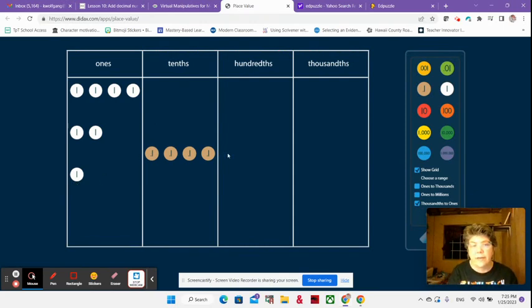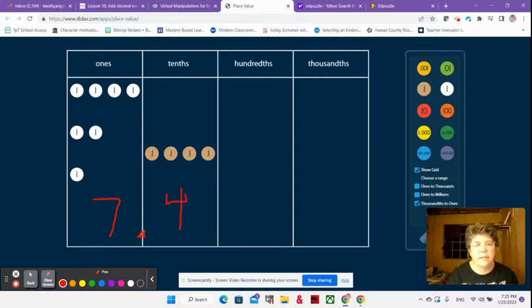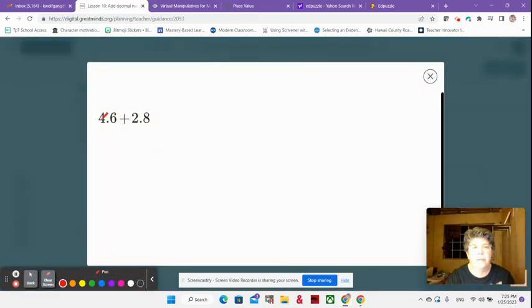There's nothing I can do with that, right? But I can just add it up. 1, 2, 3, 4, 5, 6, 7. So now I have 7 and 4 tenths, and my decimal would be right here, because between the ones and the tenths place there's a decimal. So 7 and 4 tenths. Makes sense?